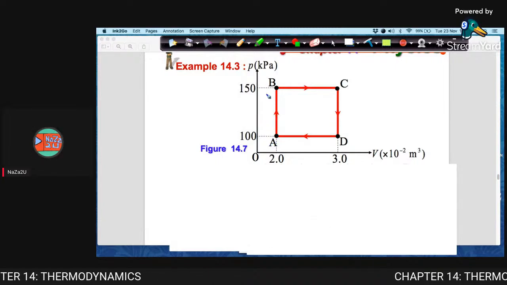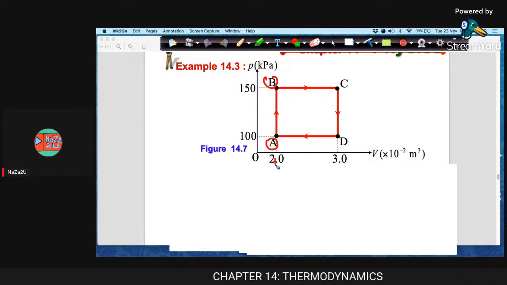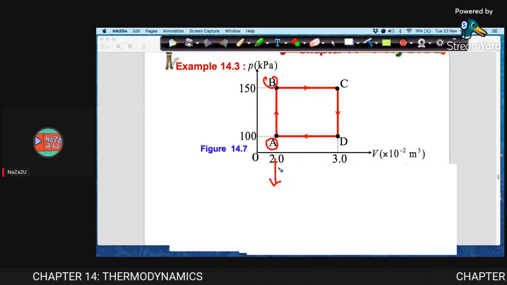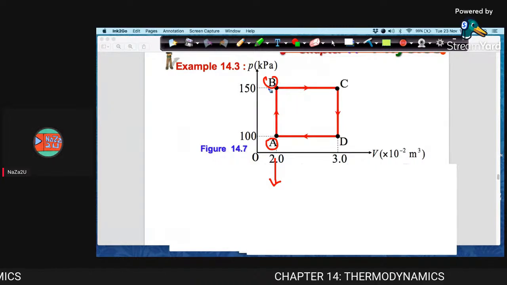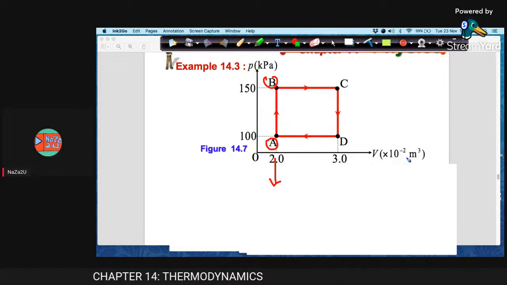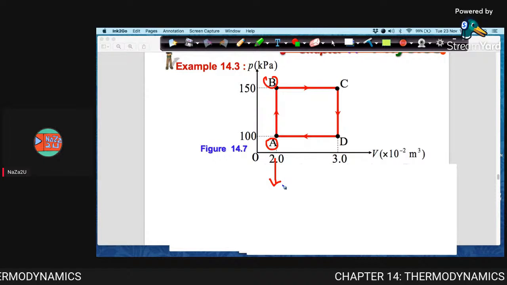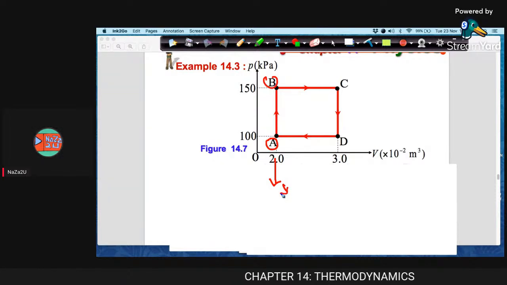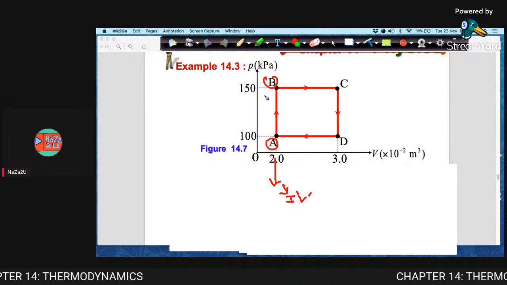From A to B, kita dapati this is constant volume. Volume tidak berubah. Initial A 2 meter cube, and at the point B also the volume is 2 exponent minus 2 meter cube. So no change of the volume. So kita gambarkan kat sini, ini merujuk kepada isovolumetric. Because no change of volume.